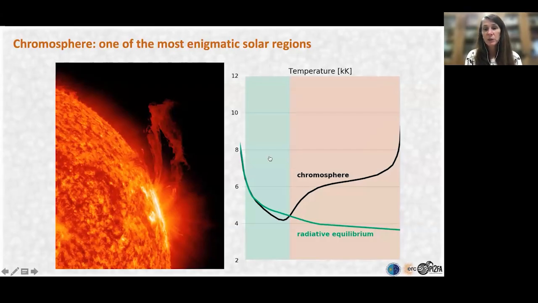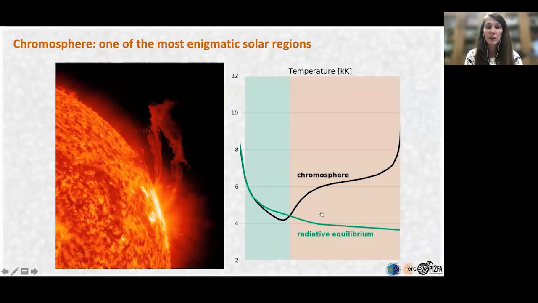And I explain it here through this figure. We have the source of solar energy, which is the solar core. And as we move through the regions of the solar atmosphere, through the radiative zone, through the convection zone, and to the photosphere, we move away from the source of the energy. And therefore, the temperature in normal conditions should just go slowly to the bottom. It should decrease, right? Because you're moving away from the source of energy.